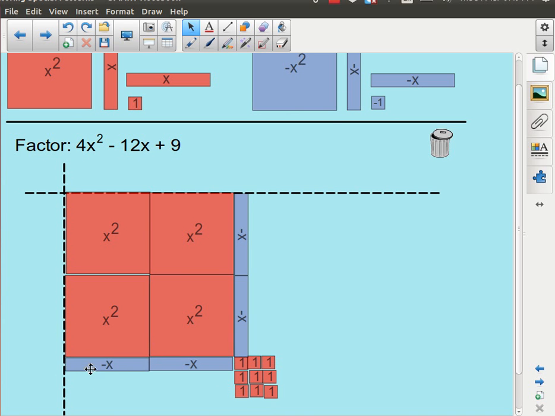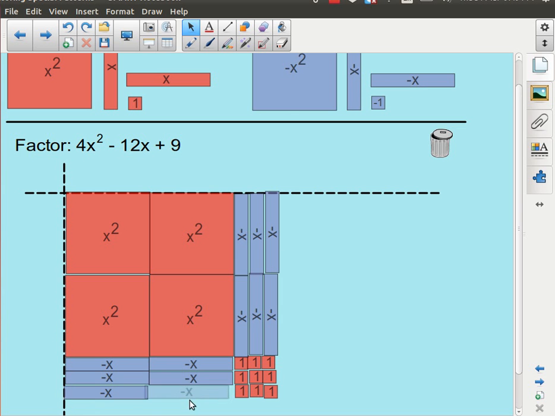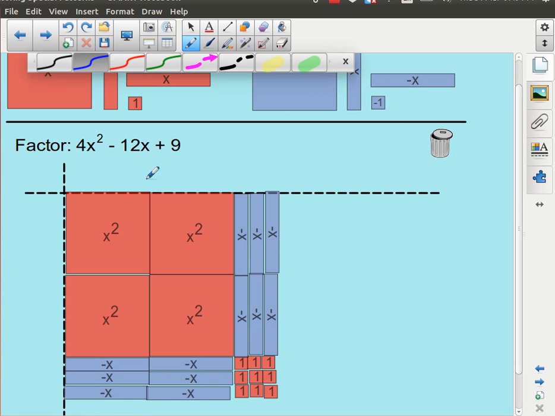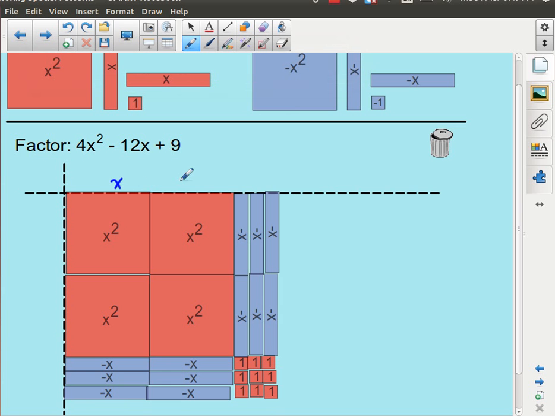Because then I would have a negative 1 times a negative 1 gives me a positive 1. And it turns out that that actually is the correct solution, because on these vertical ones I get 6 of them, and on these horizontal ones I get 6 of them. And when we combine those, I end up with a total of 12 negative x's, which is negative 12x. The sides of this shape, I have an x, negative 1, negative 1, negative 1, an x, negative 1, negative 1, negative 1.